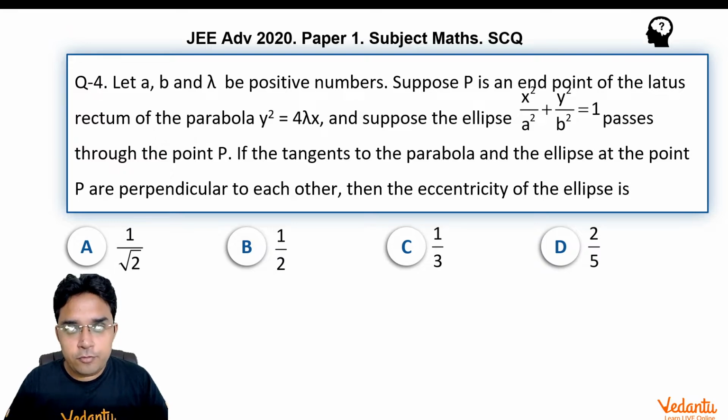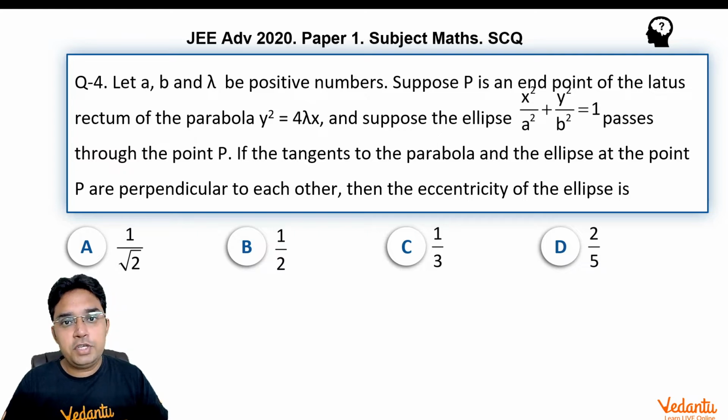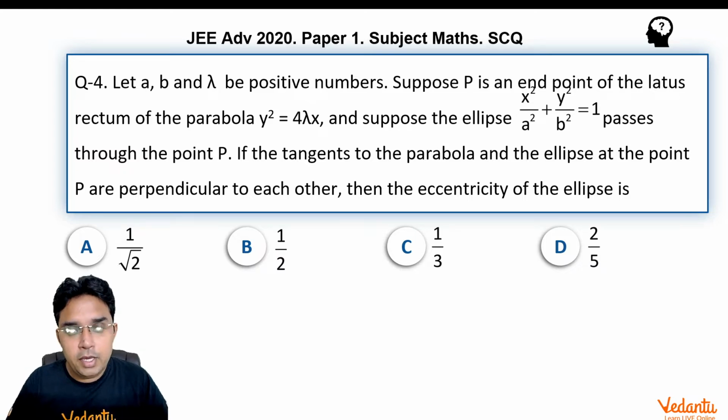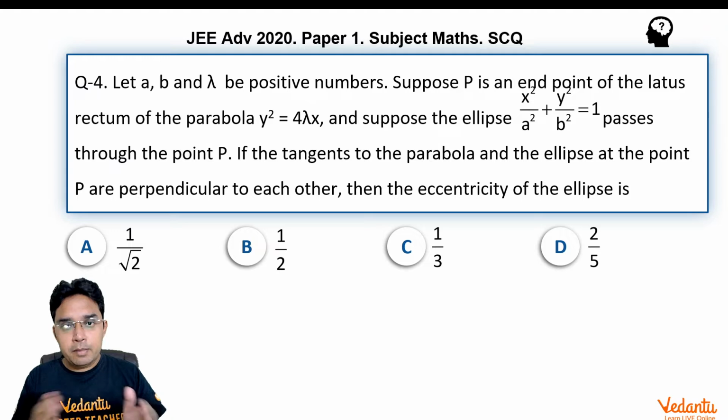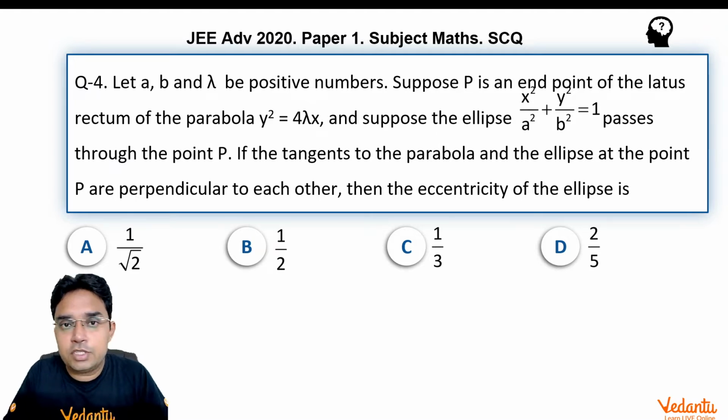This is question number 4 from paper 1 from the topic conic section. It is a very important topic that is very frequently asked in JEE Advanced. Every year we see 3 questions from this topic. Here they have asked questions by combining parabola with ellipse. Let us see what this question is.